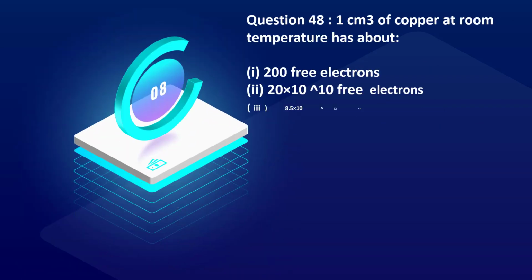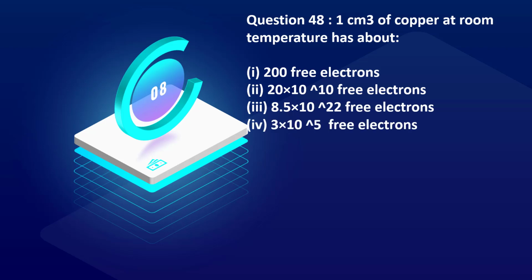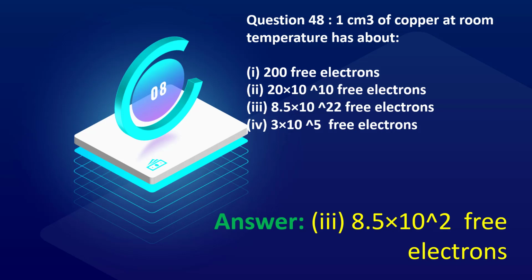Question 48. 1 cubic centimeter of copper at room temperature has about: 1. 200 free electrons. 2. 20 times 10 free electrons. 3. 8.5 times 10 free electrons. 4. 3 times 5 free electrons. Answer: 3. 8.5 times 10 free electrons.